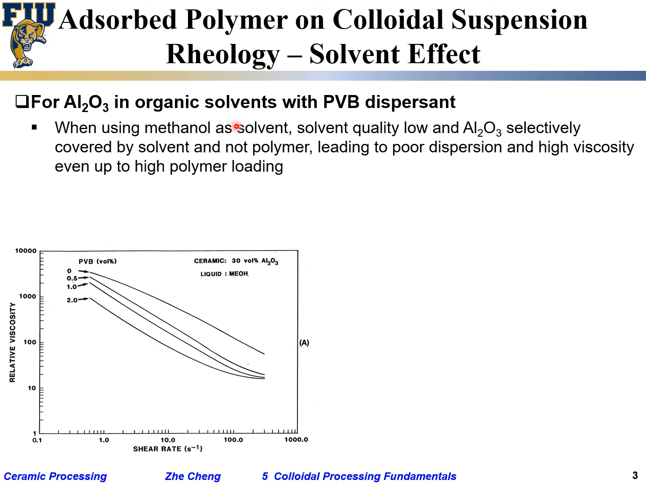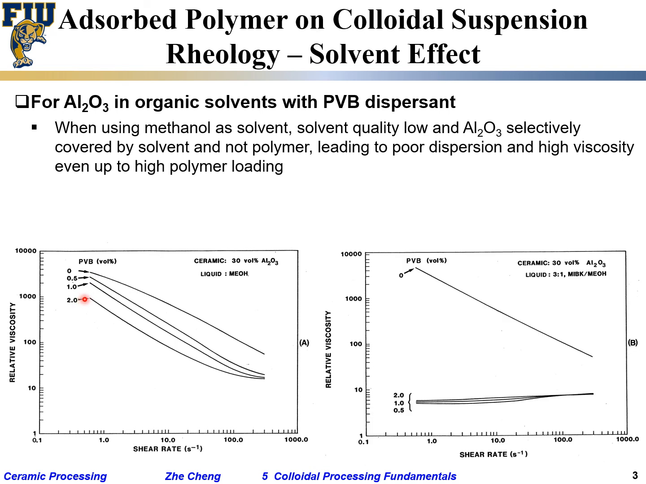When using methanol as solvent, which is really low solvent quality, the alumina is selectively covered not so much by polymer, but more by solvent, leading to poor dispersion and high viscosity and non-Newtonian behavior, even up to high polymer loading. On the other hand, we change the solvent.